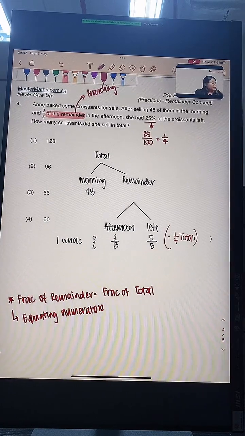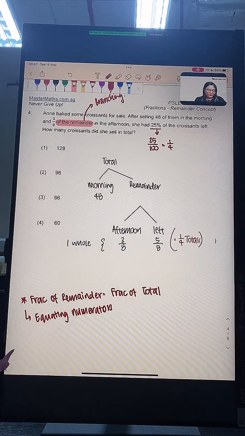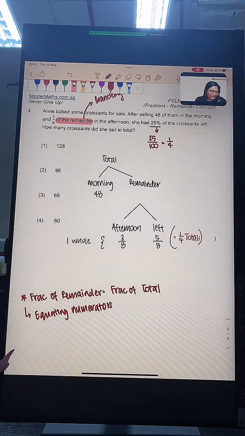Is everybody able to see? I hope you can see better now. There we go. Okay, is this better?